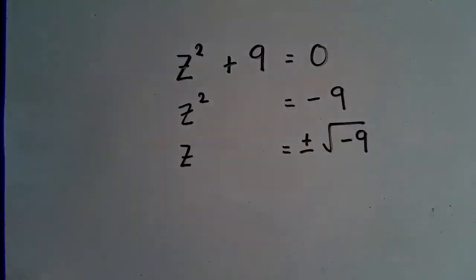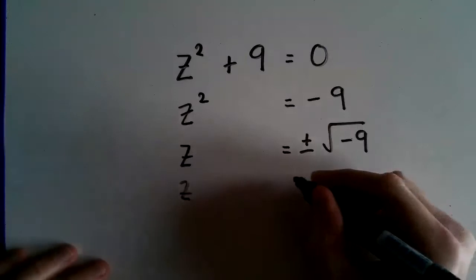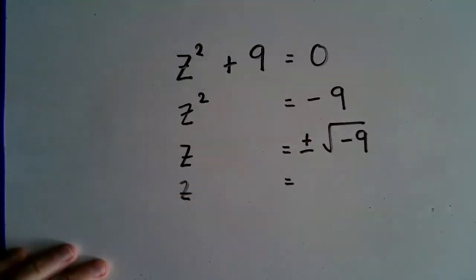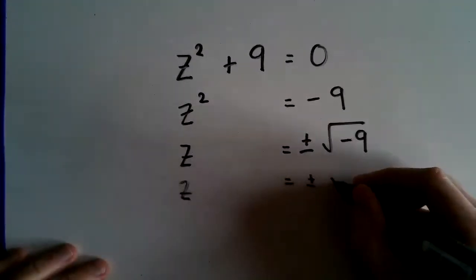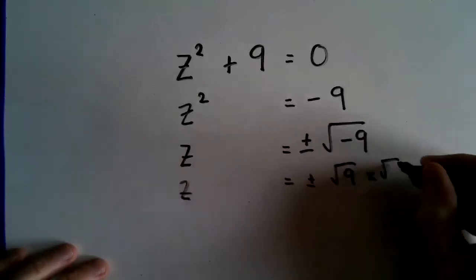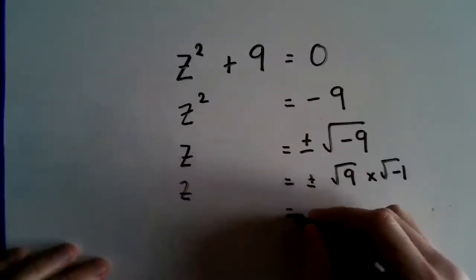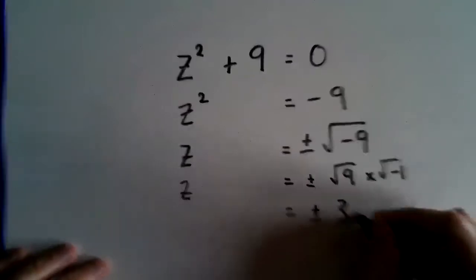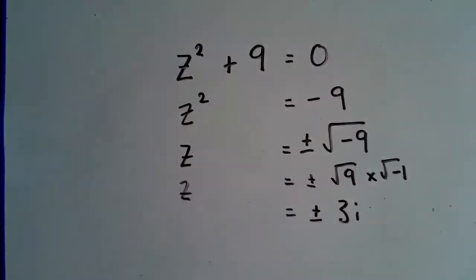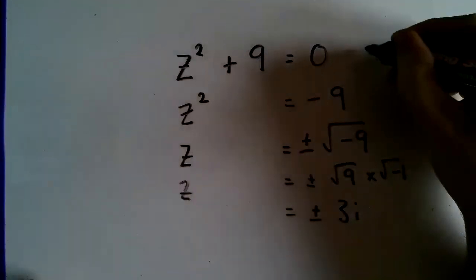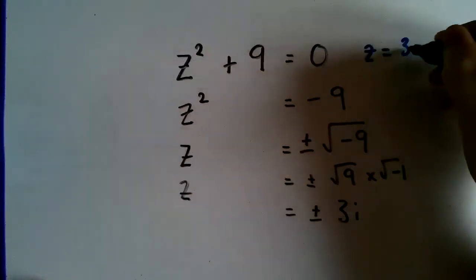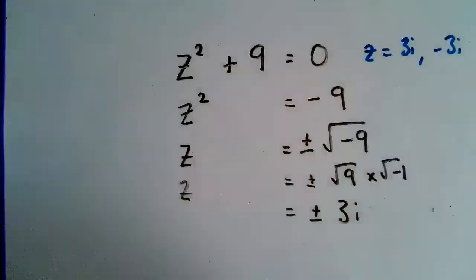However, now we know that we can call this an imaginary number. So plus or minus, I can write that as root 9 times root minus 1, which is plus or minus 3i. So the solutions to this equation are z equals 3i and minus 3i.